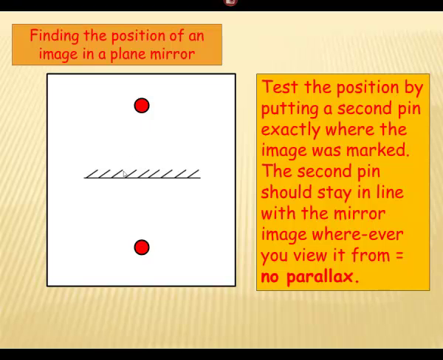Now we can test this by getting a real pin and putting the real pin in the position where we think the virtual image was. Wherever you look from, you can look from here, you can look from there, the second pin should always stay in line with the mirror image. So these two here should be lined up. Now what we have for that is a term, no parallax. So test the position by putting the second pin exactly where the image was marked. The second pin should stay in line with the mirror image wherever you view it from. And there's a term here called no parallax, something worth thinking about.